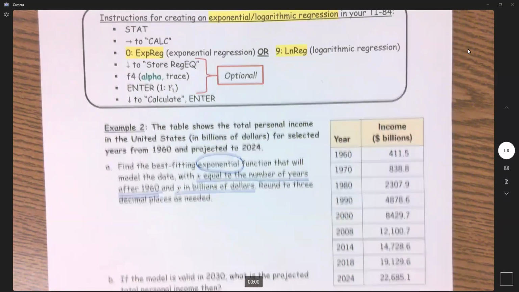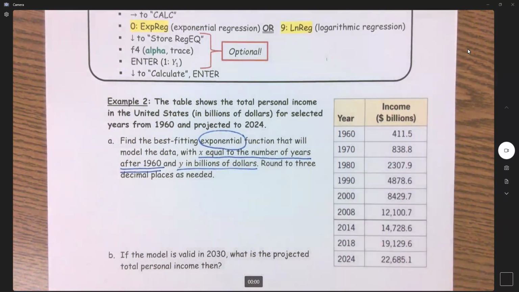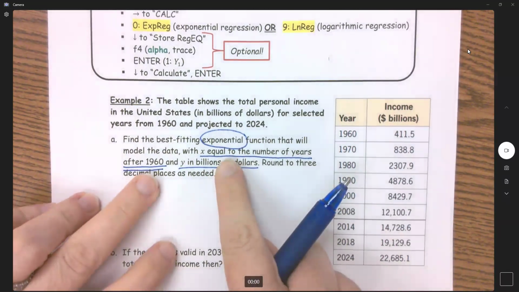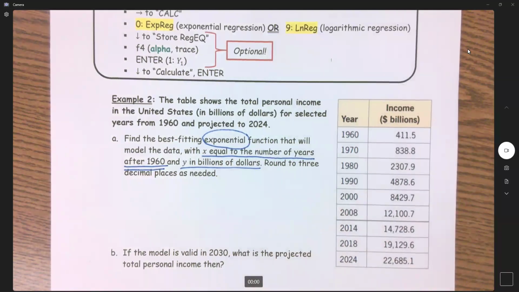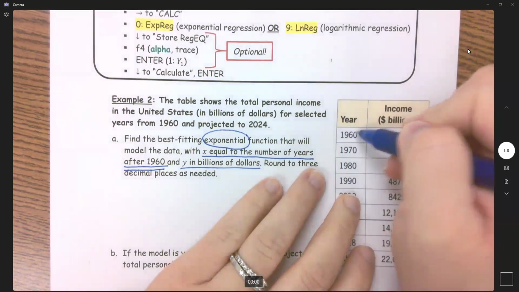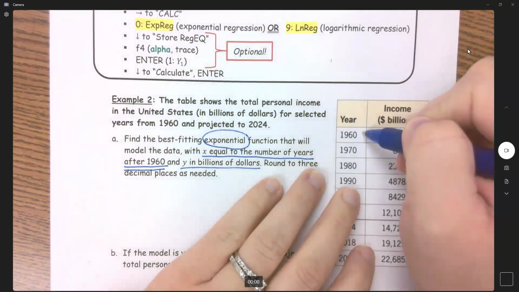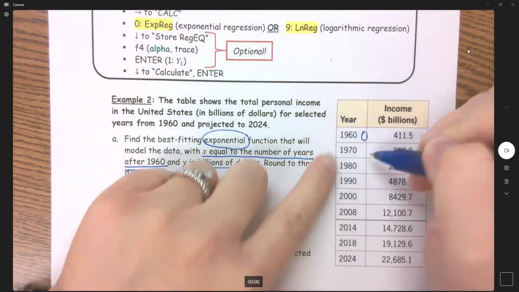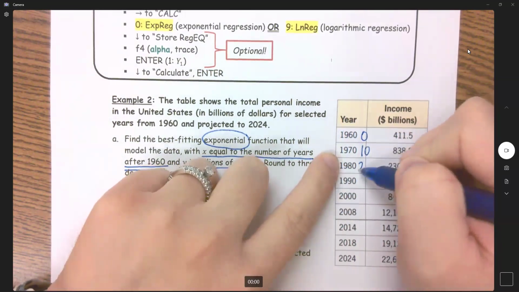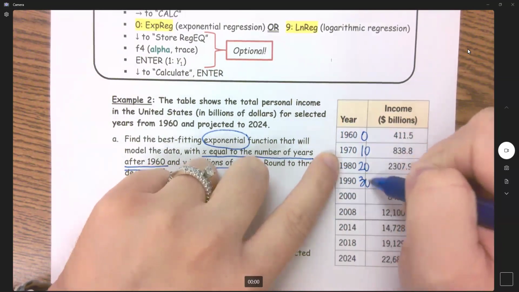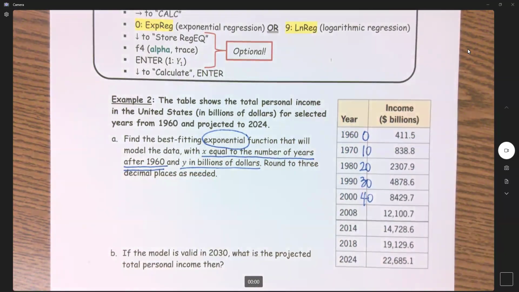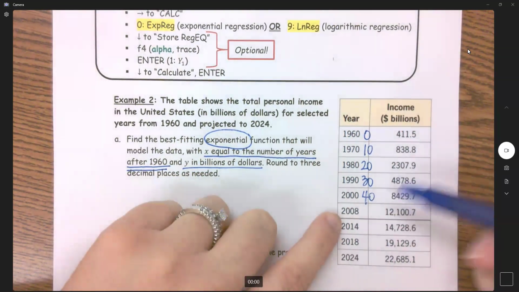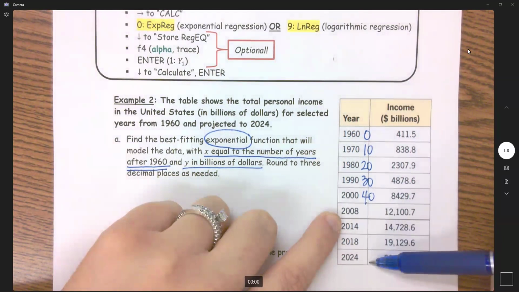So I need to put this into my calculator, but first, if my x is equal to the number of years after 1960, I need to change these numbers here. So this one, I guess I'll write it over here to the side. This is 0, 10, 20, 30, 40. I told you to be aware of this. And this is actually the first time it's coming into play. Don't just assume it's 50, 60, 70, 80.